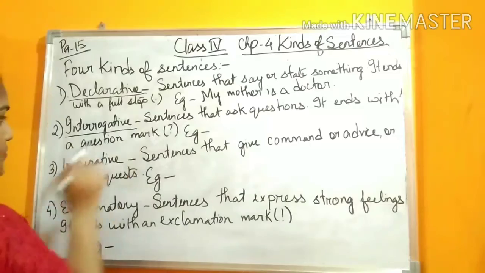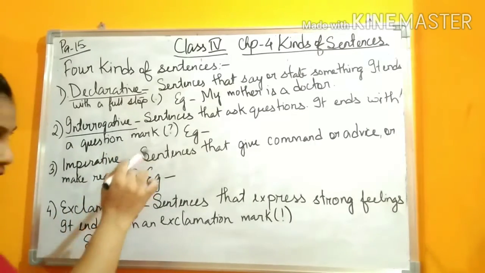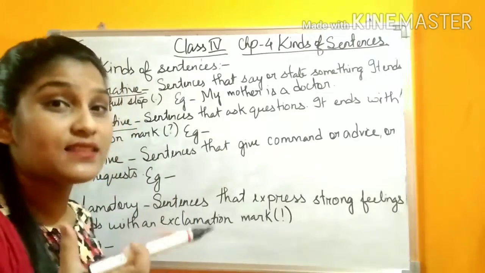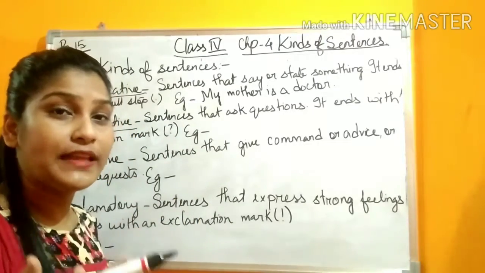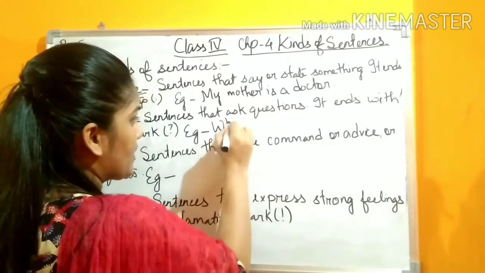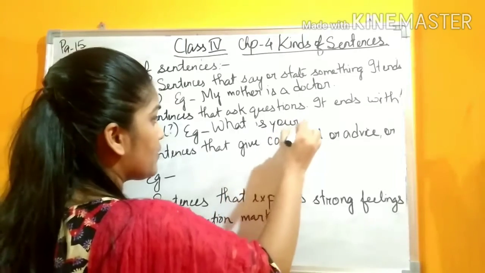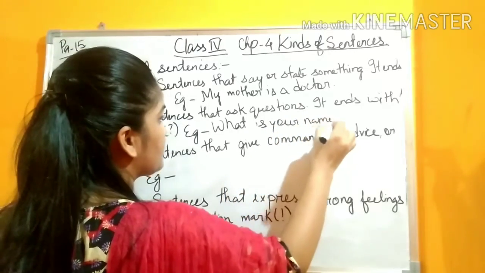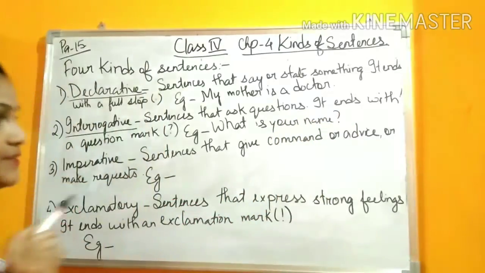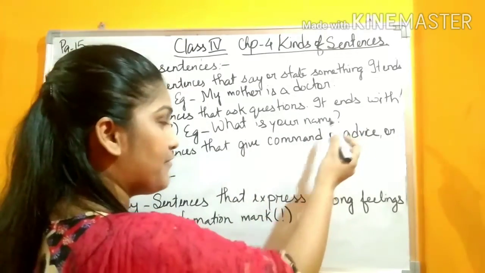Next, interrogative. Interrogative you know only because it always ends with what? A question mark. Sentences that ask questions. What is your name? Where do you live? These are all what? Interrogative sentences. So if I ask you what is your name? Or where do you live? That is what? That is an interrogative sentence. It always ends with what? Question mark. So you can easily find it out.